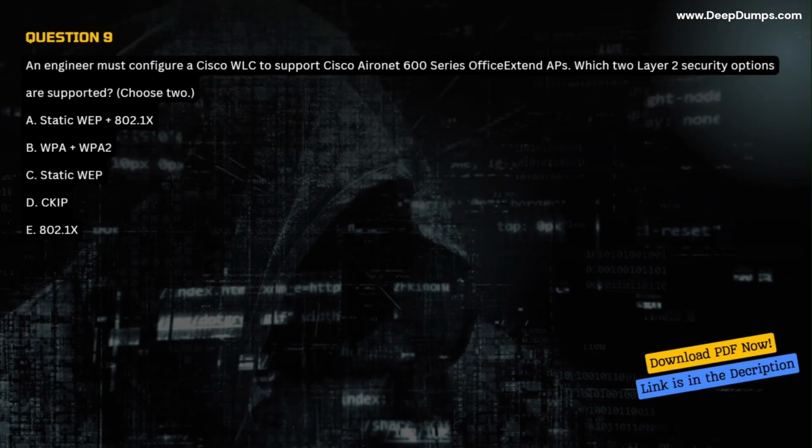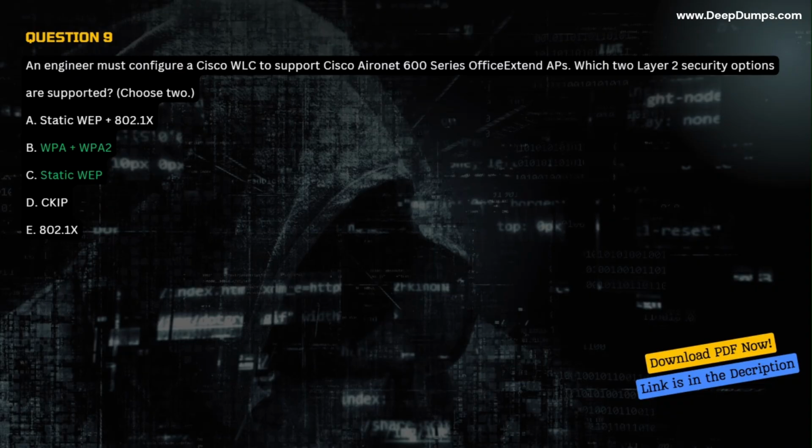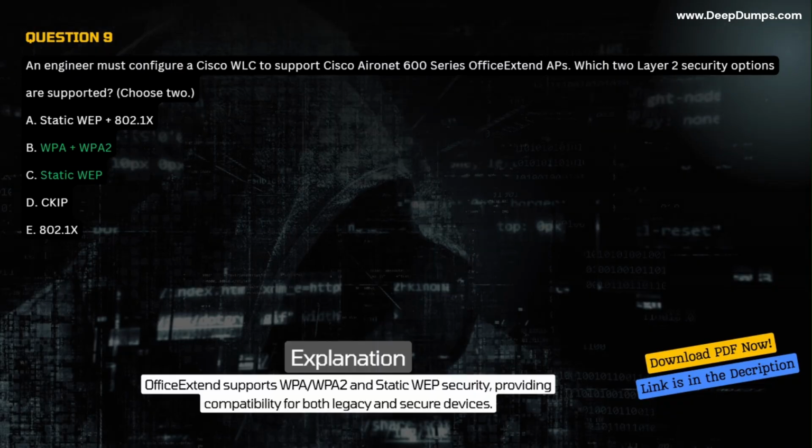LAN. Question 9. An engineer must configure a Cisco WLC to support Cisco AeroNet 600 series Office Extend APs. Which two Layer 2 security options are supported? Choose 2. A. Static WEP plus 802.1x. B. WPA plus WPA2. C. Static WEP. D. CKIP. E. 802.1x. Correct answer B and C. WPA plus WPA2. Static WEP. Explanation. Office Extend supports WPA/WPA2 and static WEP security, providing compatibility for both legacy and secure devices.